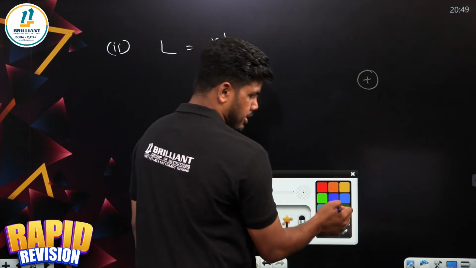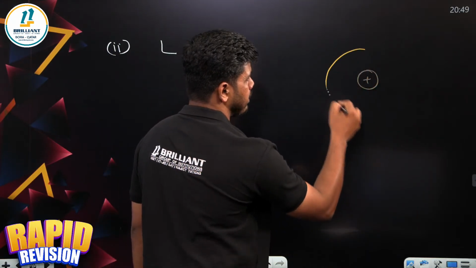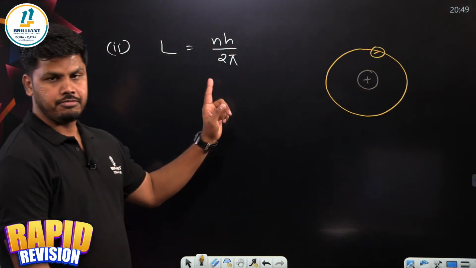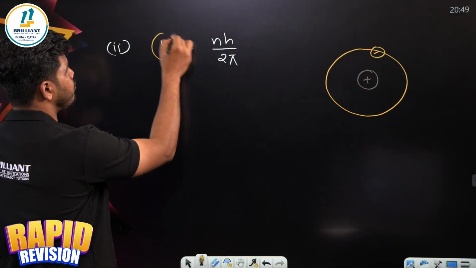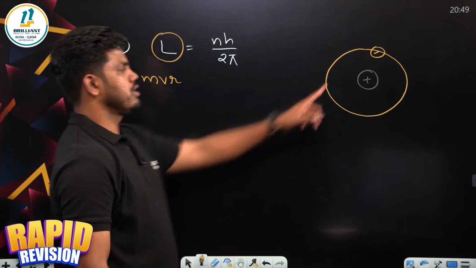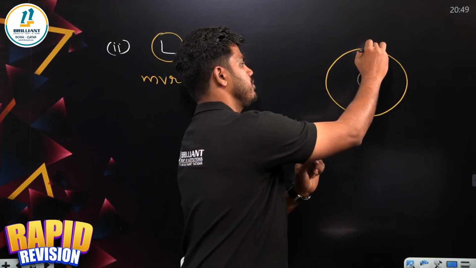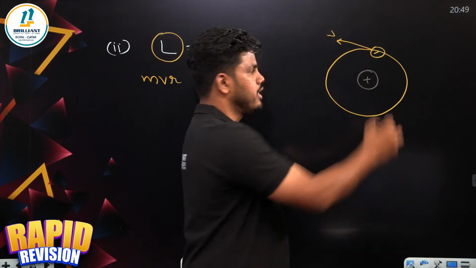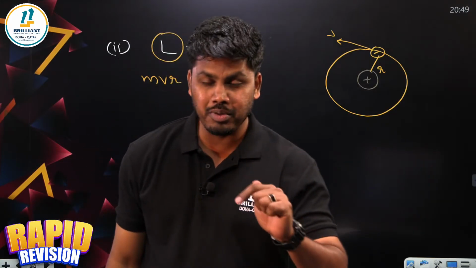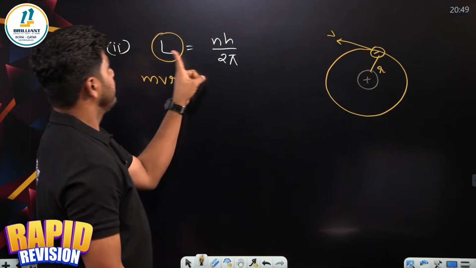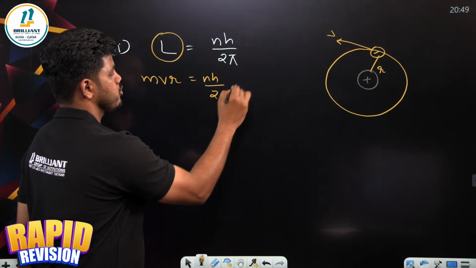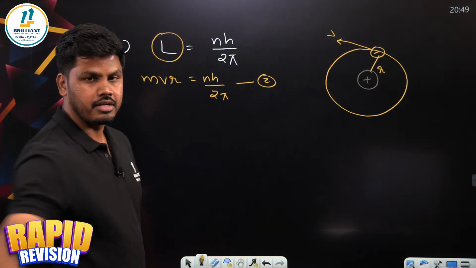So if an electron is revolving in an orbit, such an orbit is possible only if the angular momentum of the electron, which can be written as mvr, where m is the mass of the electron, v is the velocity with which the electron revolves in the orbit, and r is the radius of the orbit, is equal to nh by 2 pi. See, second postulate, mathematical expression, done.